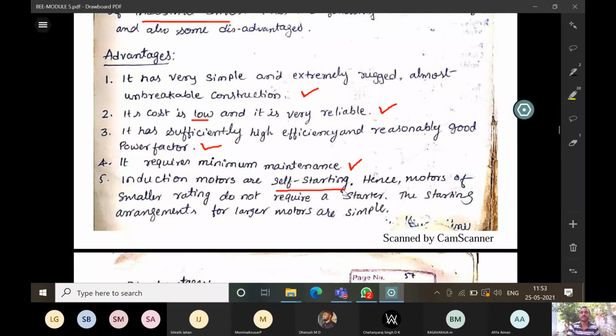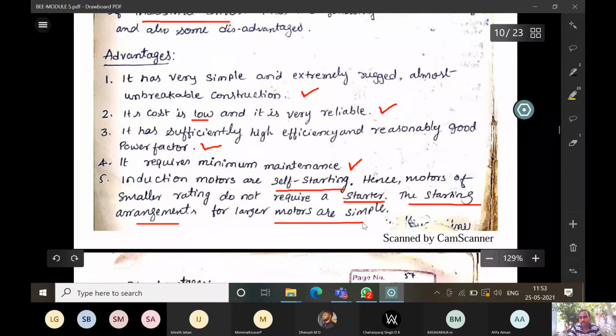For lower HP ratings we can directly start without a starter. For higher HP motors we definitely require a starter. Small ratings do not require a starter. If you have a half HP pump, it does not require a starter. Directly you can run half HP or quarter HP or up to 1 HP induction motor without a starter. For larger motors, the starting arrangement is also very simple. You can use a direct online starter, star-delta starter or auto transformer. Different types of starters are available.